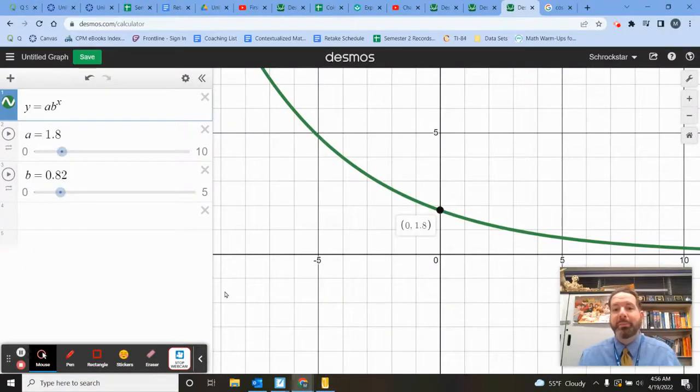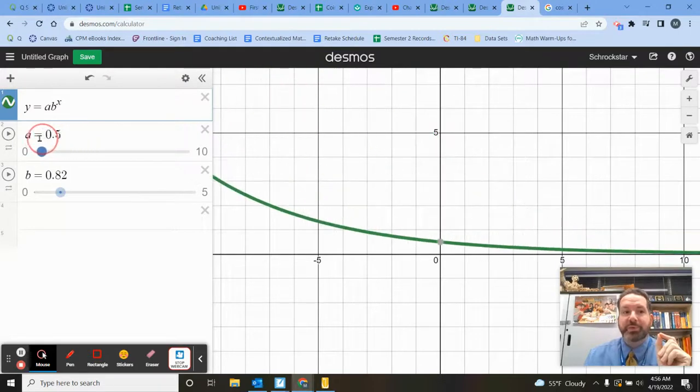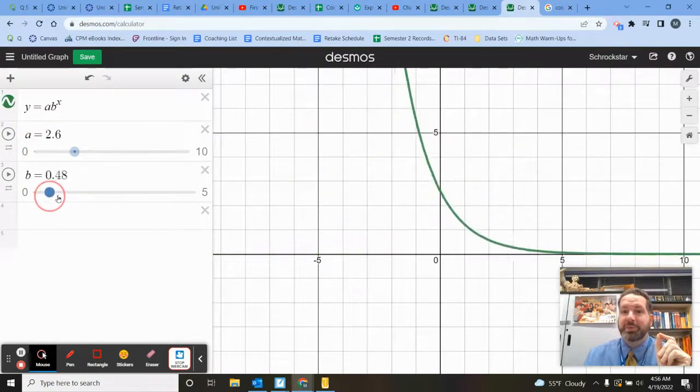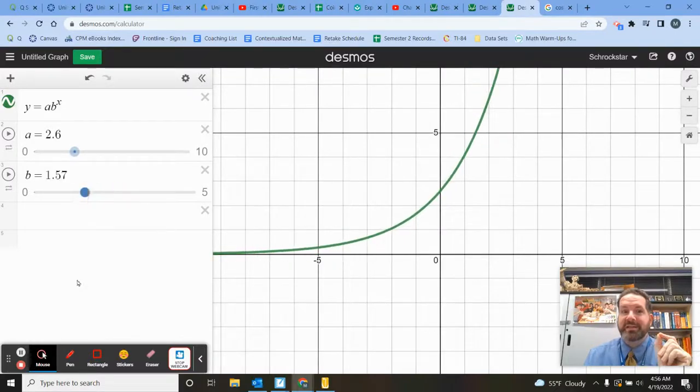So, hey, play around a little more. The more time you spend becoming familiar with how these exponential graphs look, the easier it's going to be for you to use, interpret, and understand these graphs as well.